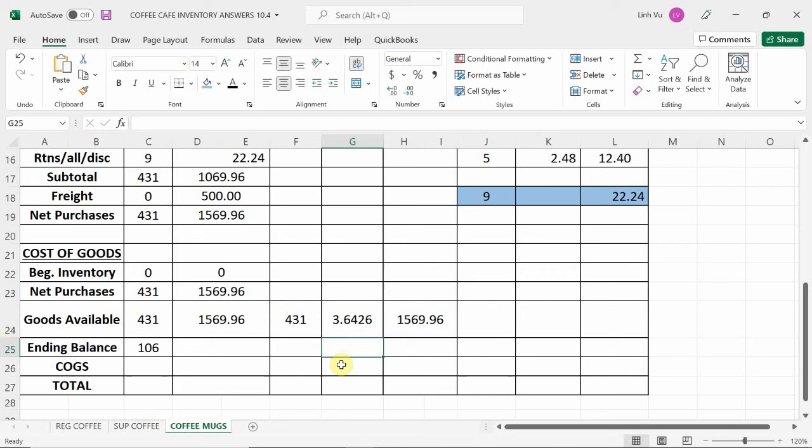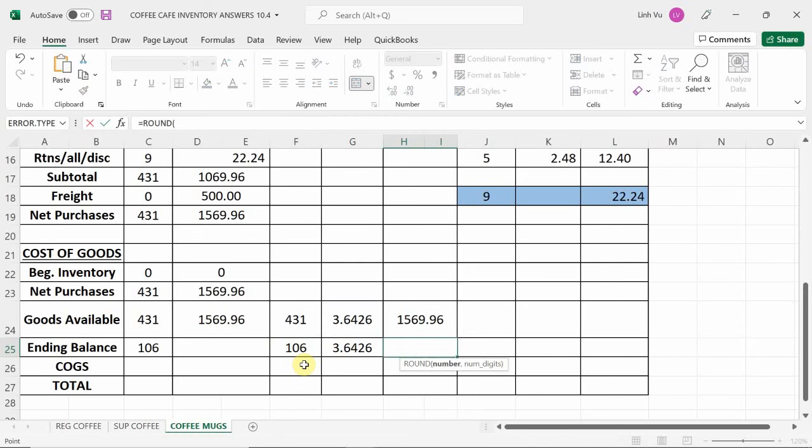364.26, and that number goes on and on. So if that's my average cost per item, since I have my ending balance, it's going to be easy to solve. We take how many items are left times the average cost per item. So in this case, I have 106, the average is 3.6426. So equal round. And what is my total ending balance?